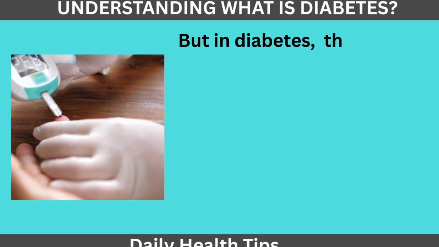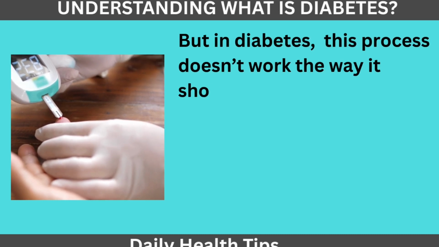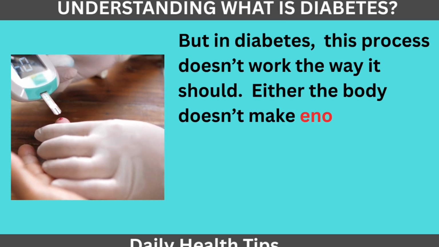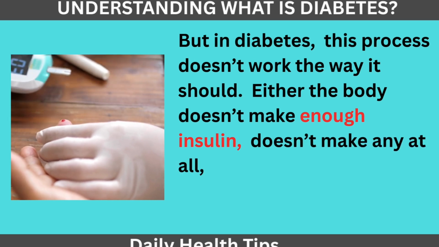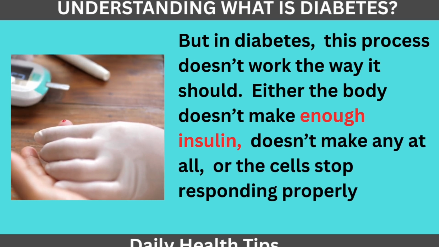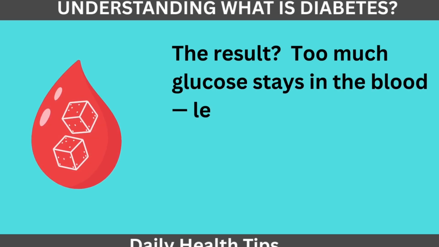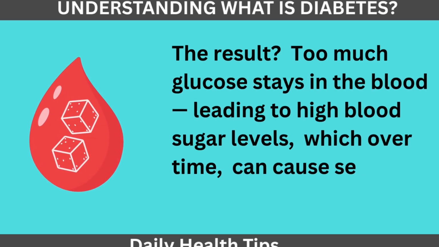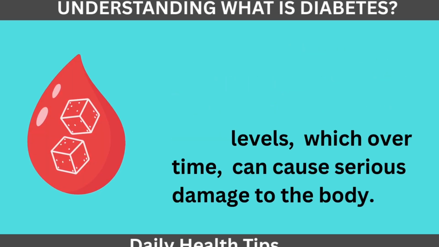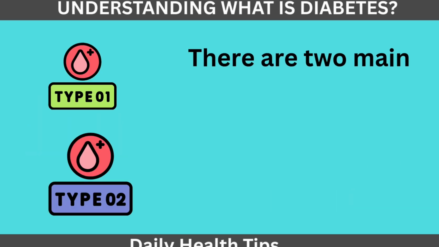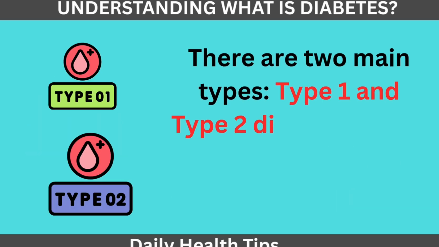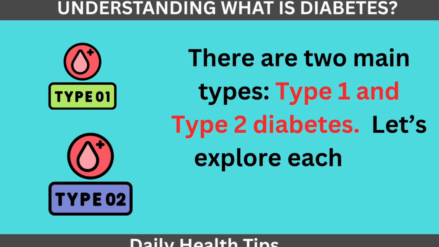But in diabetes, this process doesn't work the way it should. Either the body doesn't make enough insulin, doesn't make any at all, or the cells stop responding properly to insulin. The result? Too much glucose stays in the blood, leading to high blood sugar levels, which over time can cause serious damage to the body. There are two main types, type 1 and type 2 diabetes. Let's explore each one.